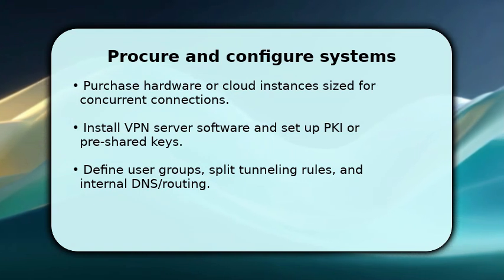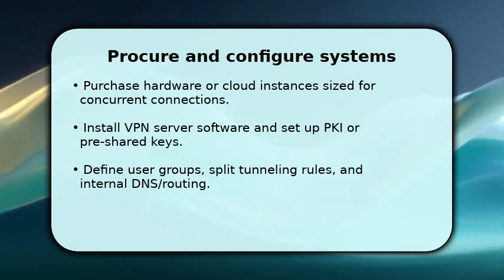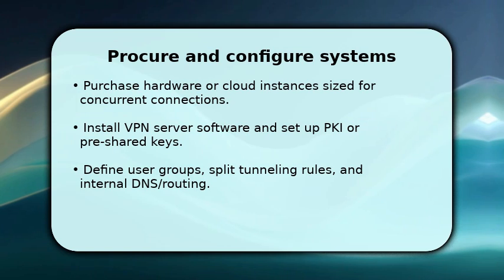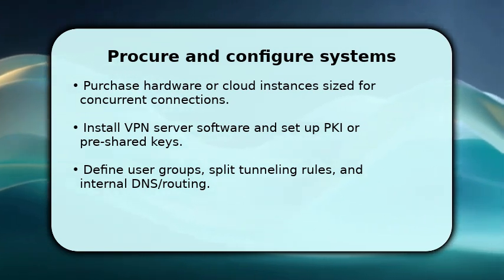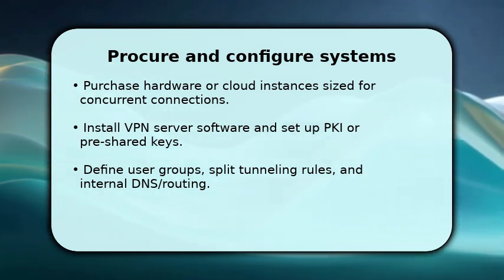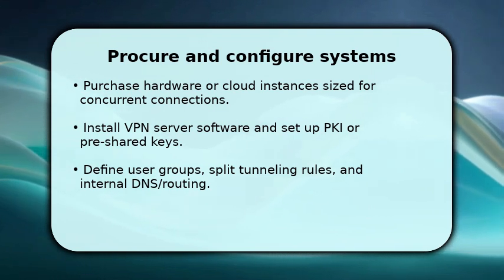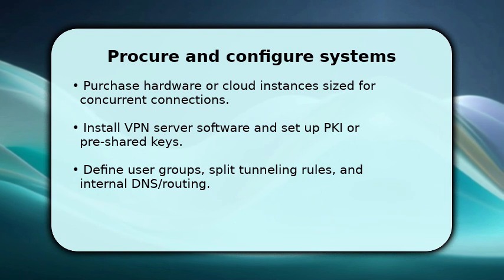Install your VPN server software and set up authentication. Deploy a PKI for certificates or configure pre-shared keys for simpler setups. Once done, create user groups and assign policies, then configure routing and DNS so internal resources resolve correctly.